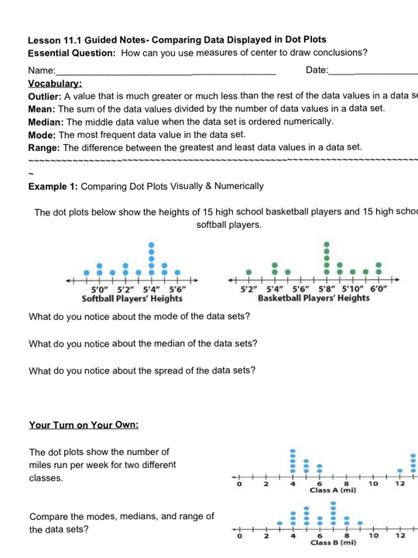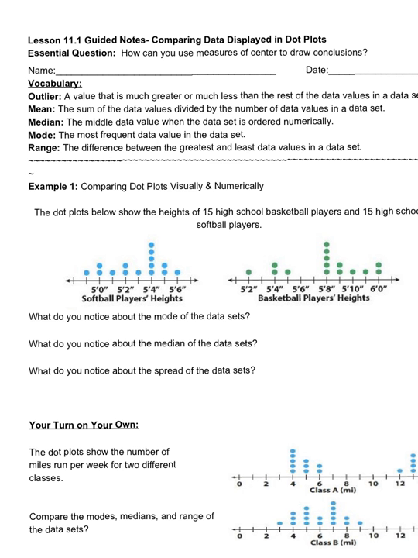The first being an outlier, and an outlier is just that. It's kind of an outside data value. By definition, it is the value that is much greater or much less than the rest of the data values in the data set. So it's a data point that is either on the low end, like very, very, very low, or very, very, very high.